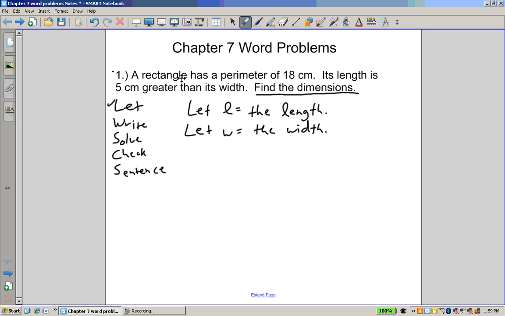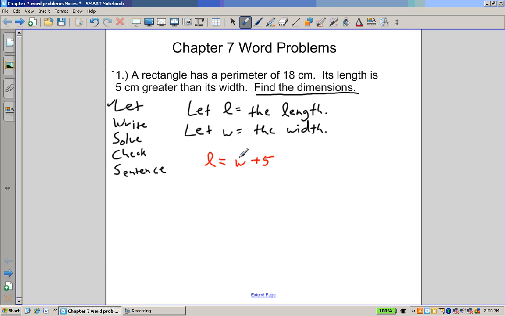So a rectangle has a perimeter of 18 centimeters. Its length is 5 centimeters greater than its width. So again, if you followed Crazy Math Productions, you know that we like to use multicolors. So I'm going to start with this one. Its length is 5 centimeters greater than its width. So L equals W plus 5. That's one equation. Now, there's no way I can solve for L or for W.